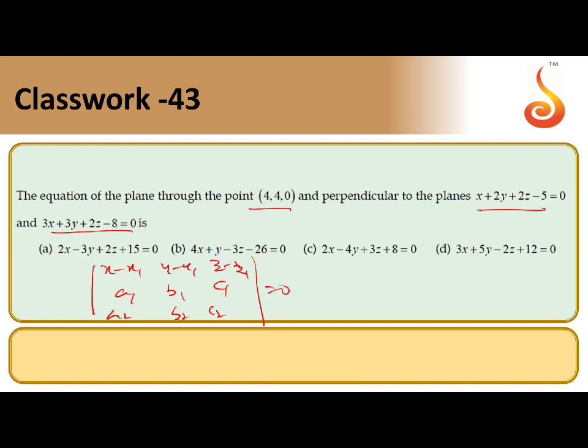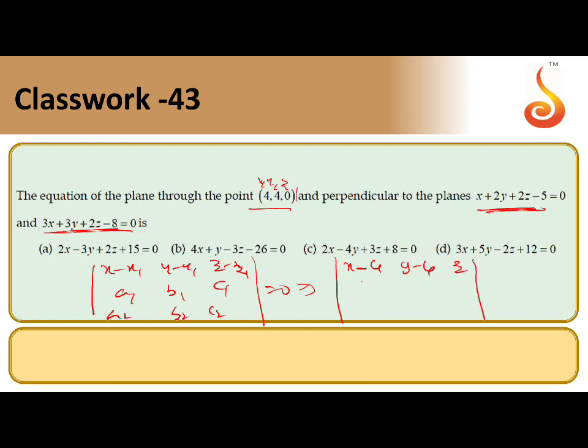So these are DRs a1, b1, c1 of the first plane, and a2, b2, c2 are DRs of the second plane. So now we can solve it. The first point is what? x minus 4, since x1 is 4, y minus 4 and z minus 0. This is x1, y1, z1. So that is z only.